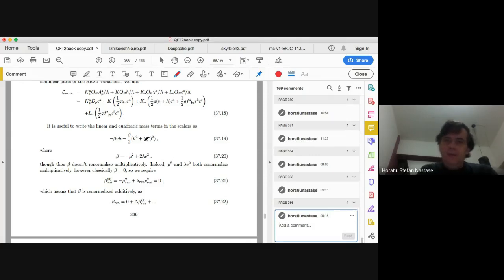One useful thing to do is to write the linear and quadratic mass terms in the scalars in terms of this beta, which is minus mu squared, the mass term in the potential, plus 2 lambda v squared. So in this way, the linear and quadratic terms will be minus beta v h minus beta over 2 (h squared plus chi squared).